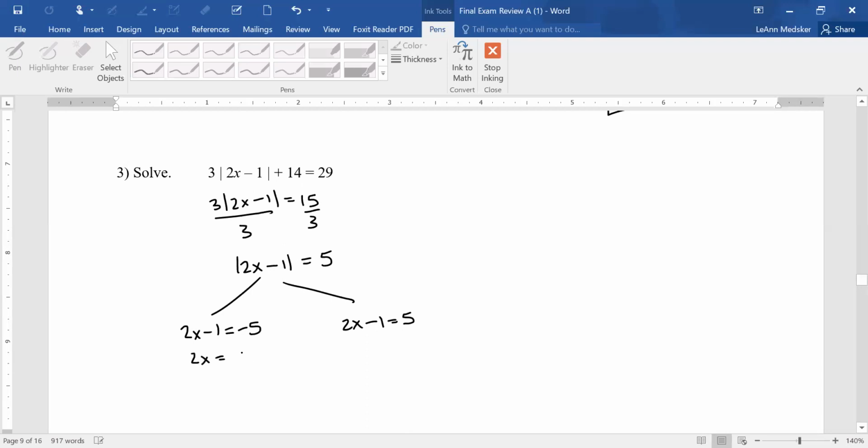So if we add 1 and divide by 2, we get a negative 2 for one solution. If we add 1 and divide by 2 over here, we get a 3. So there are two separate solutions that both would work.